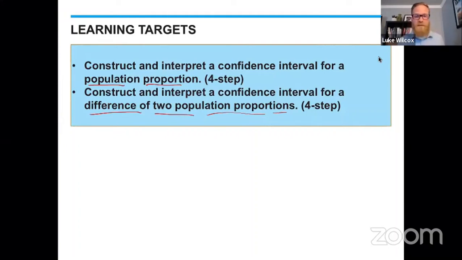Okay, so the first learning target is going to be 1 sample inference. The second learning target is going to be 2 sample inference, where we're looking for the difference in the population proportions.